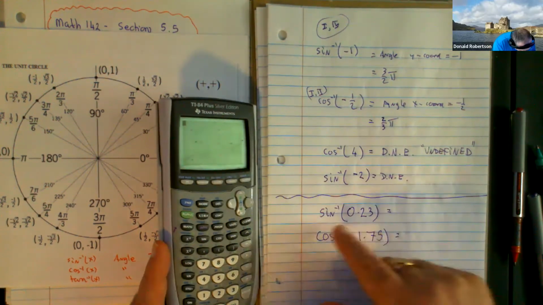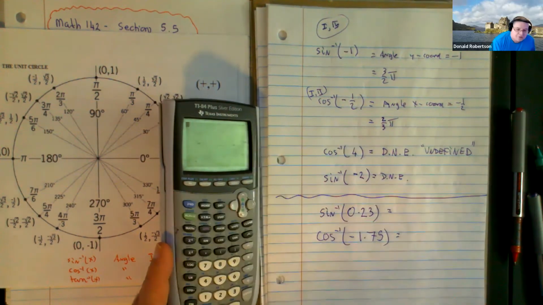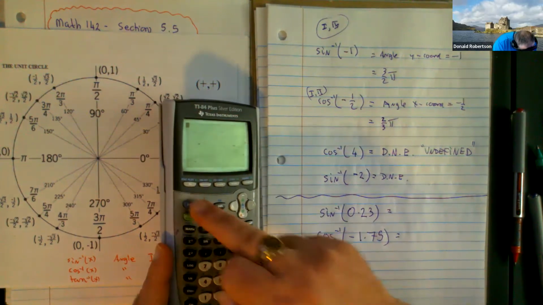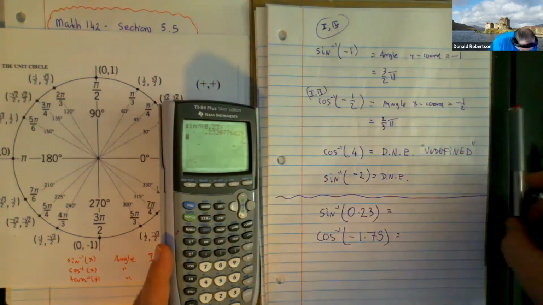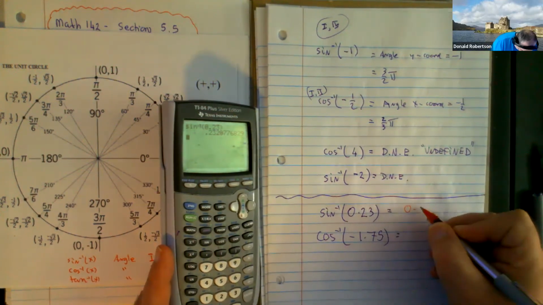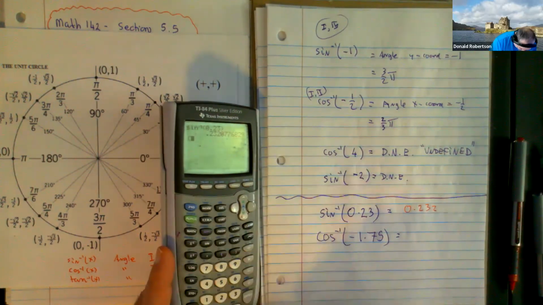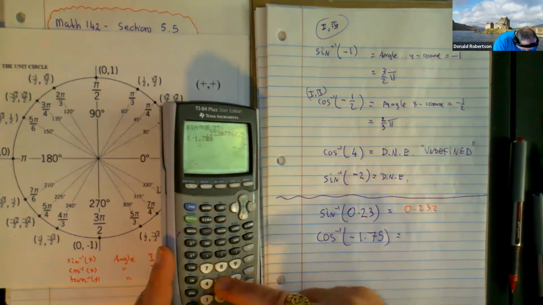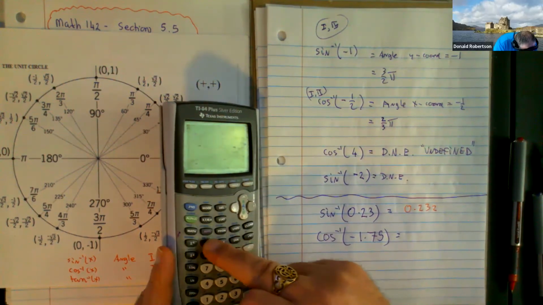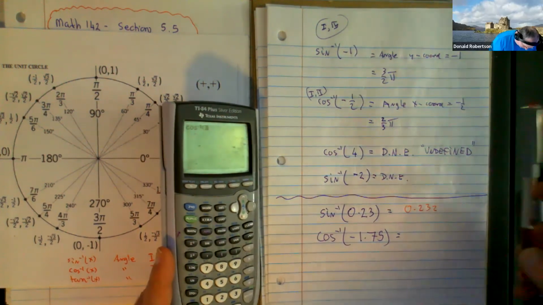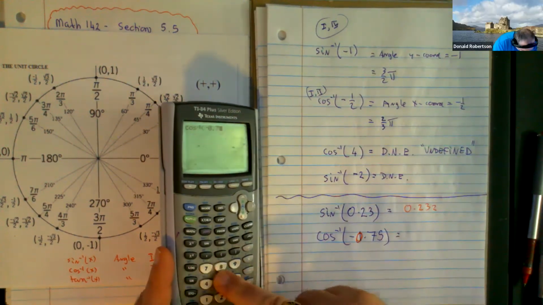Now what I'm going to do is make sure that I'm in radians, because that's pretty much the go-to unit. If you want to find this guy, you just go inverse sine of 0.23. And let's suppose they want the answer to 3 decimal places. So 0.232. And if you want an inverse cosine of negative 0.75, you get that.